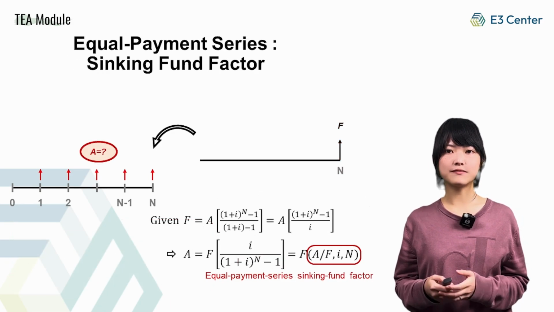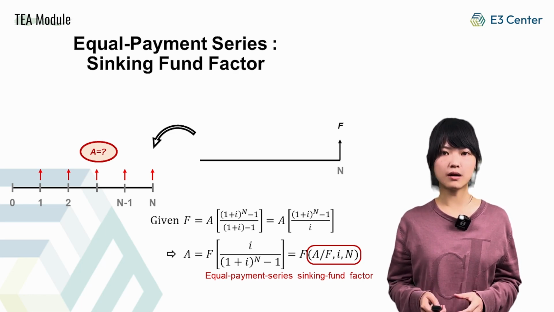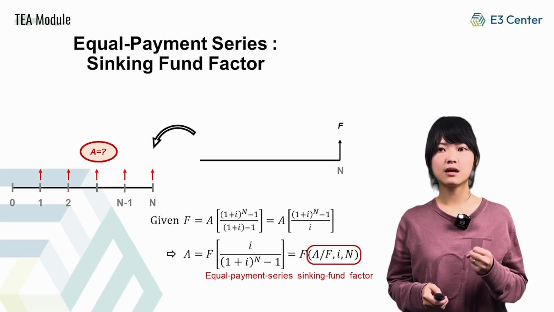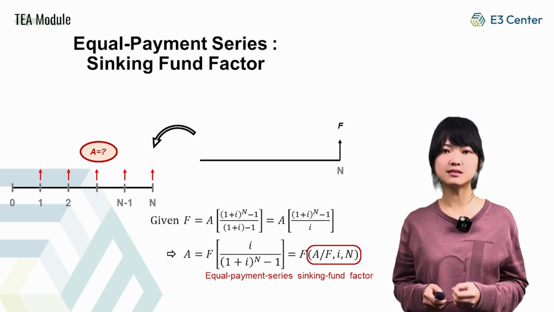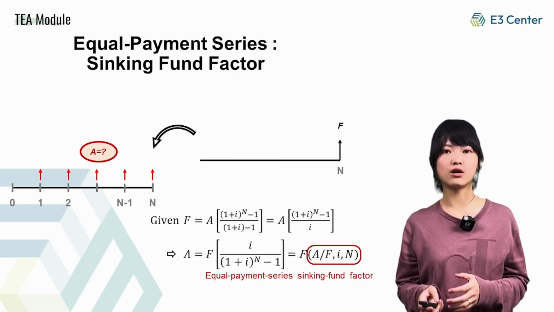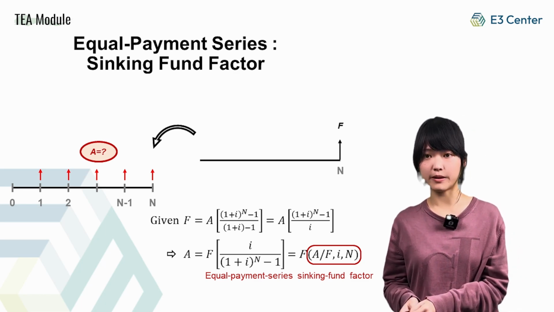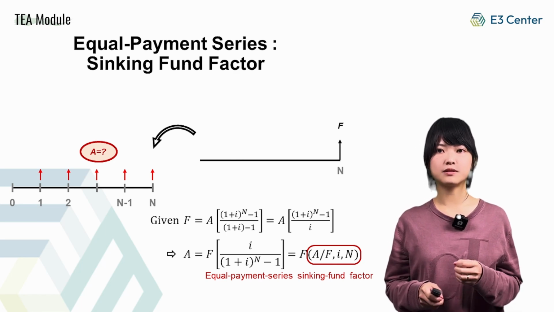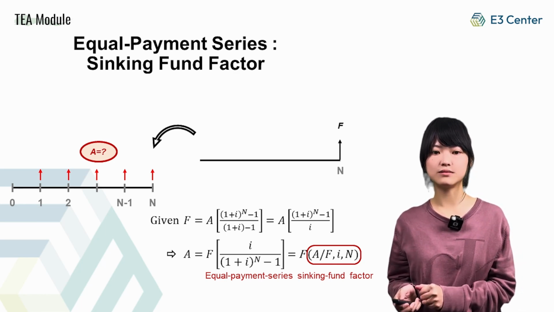For the sinking fund factor, our focus shifts to finding out how much you need to set aside periodically, A, to accumulate a specified future sum. It is like reverse engineering our previous factors. Instead of calculating the future value of payments, we determine the periodic payment required to reach a future value.